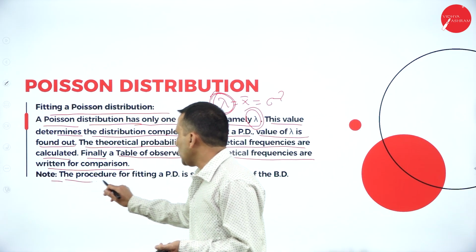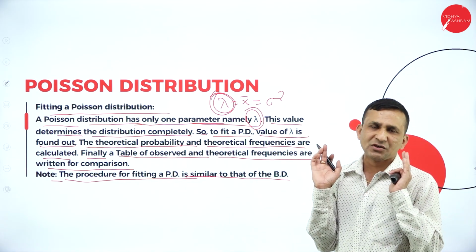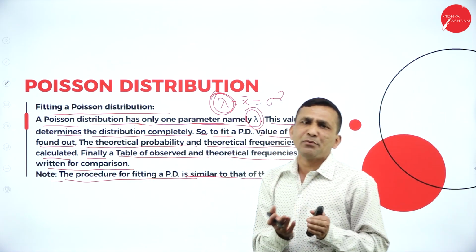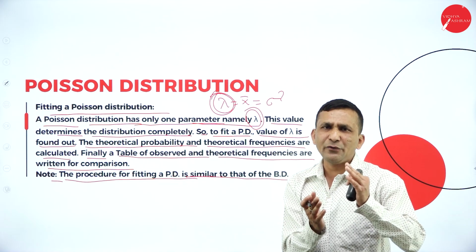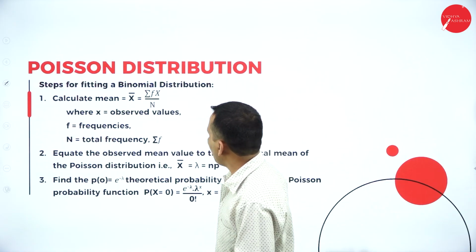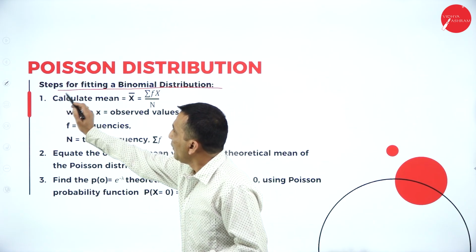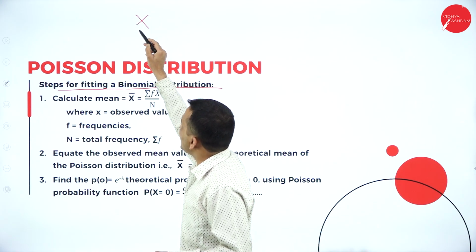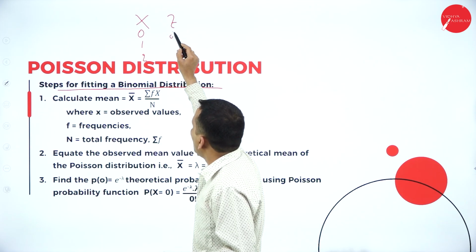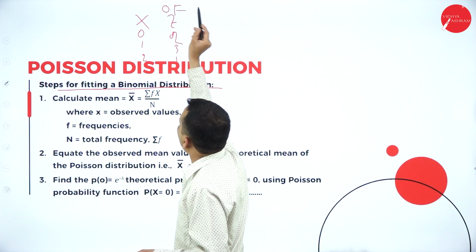Note here, the procedure for fitting a Poisson distribution is similar to the binomial distribution. The same procedure is followed, but there we write np, and here we directly write lambda. Moving forward, the steps for fitting the distribution. First, in the question the X series values are given and the frequency is also given, for example 2, 3, 1, which is nothing but your observed frequency.